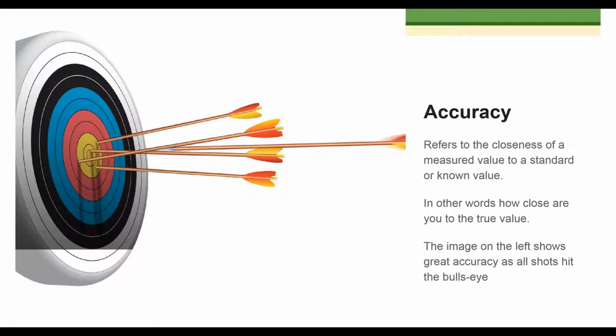So the first one is going to be accuracy. Accuracy refers to the closeness of a measured value to a standard or known value. Really what this is saying is how close are we to the correct answer. Accuracy is all about being correct. In this case, on this image here, we want the bullseye when we're shooting arrows, and so the perfect would be right here in the middle, and so accuracy is how close we are to that point.